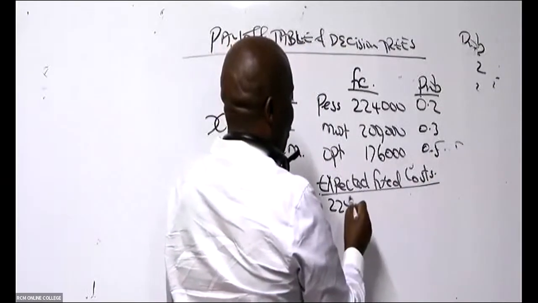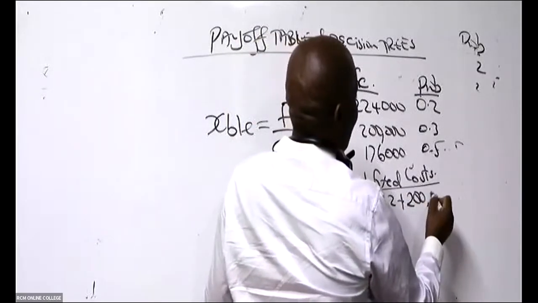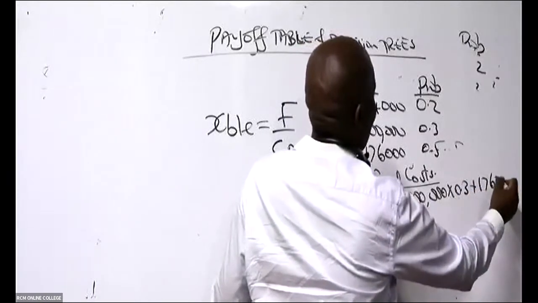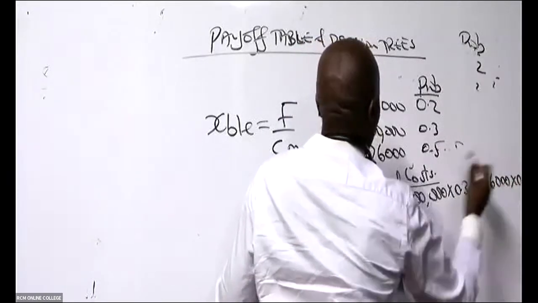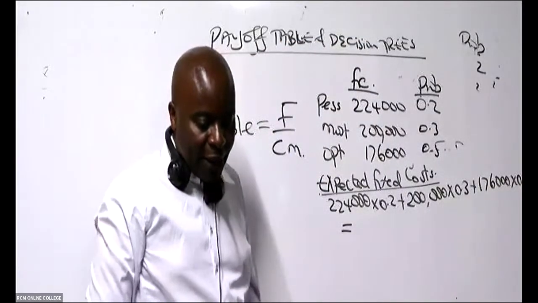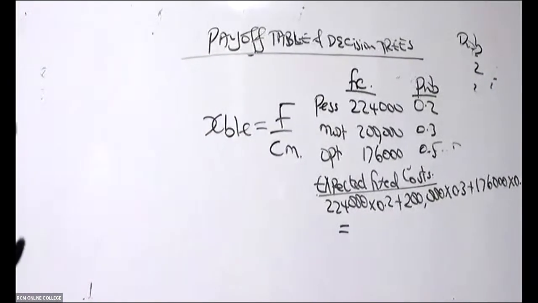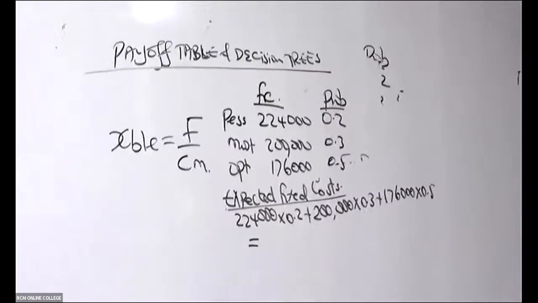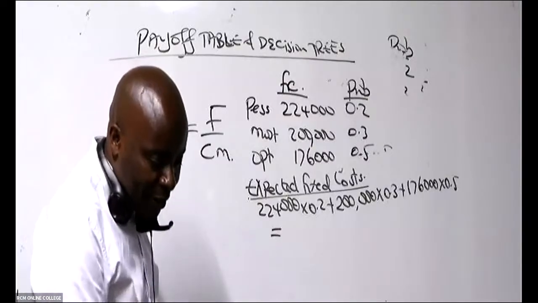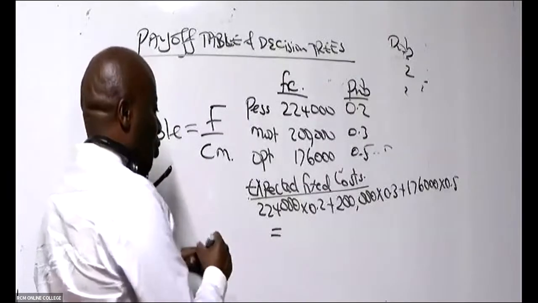So this will be 224,000 times 0.2 plus 200,000 plus 176 times 0.5. Is there somebody who is able to give me this expected fixed cost? I'm being given a figure of 192,800. Thank you so much.